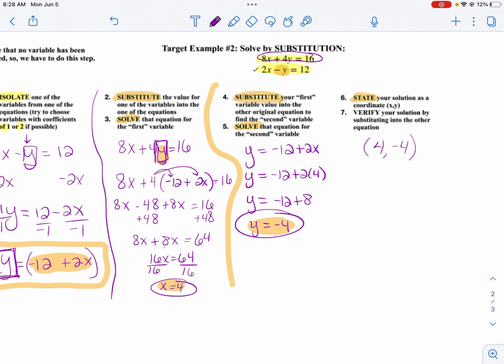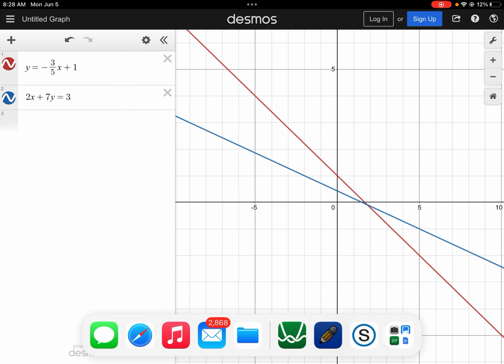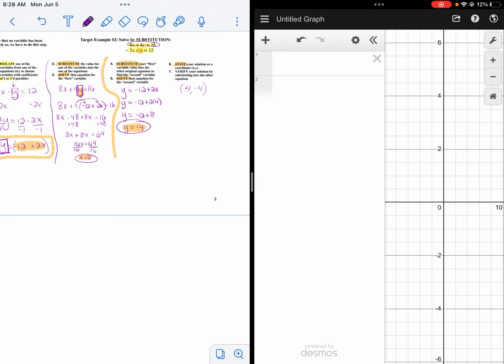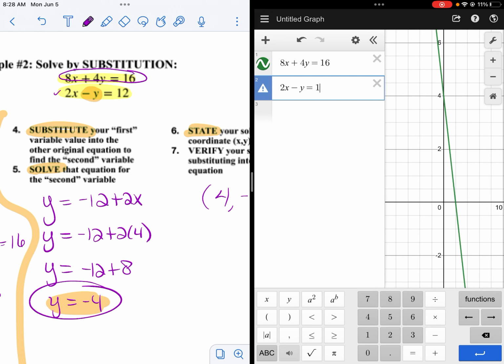And you can verify with substitution algebraically. I actually want to show you how to do it graphically. So really quickly, I'm going to put these two original equations in here to Desmos. 8x plus 4y equals 16. Make sure you get the y. And then 2x minus y equals 12.